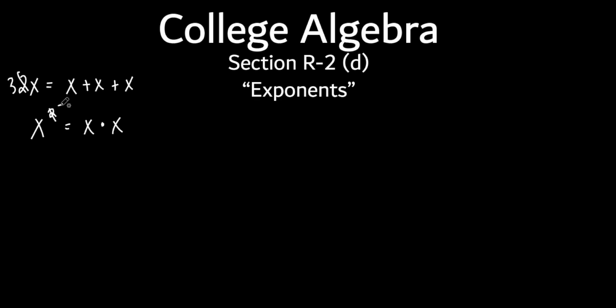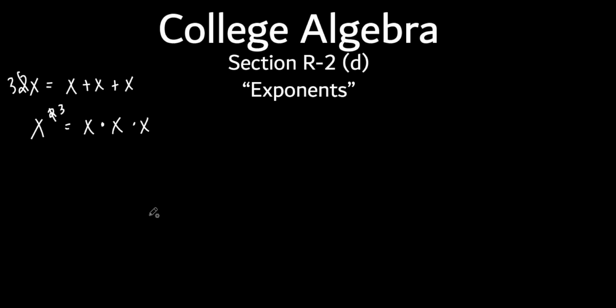What if you had a little 3 right there instead of a 2? What do we call that? X cubed, which means x times x times x, 3 times, all right? So that's what that means. You've seen this before, right? Sure, you've done that plenty of times.